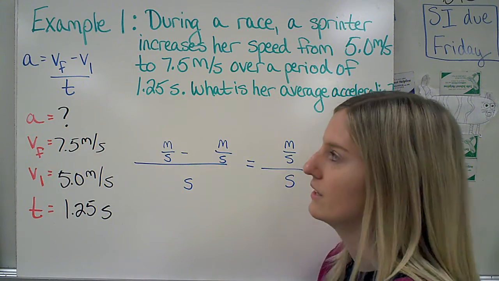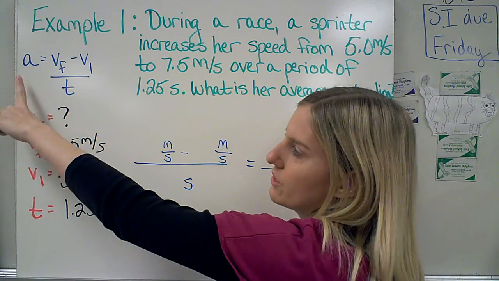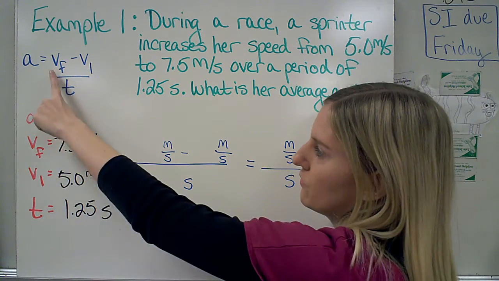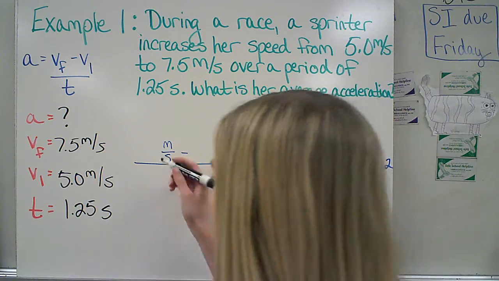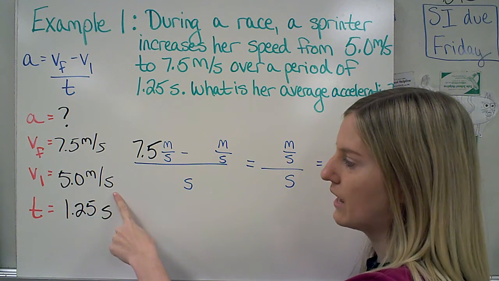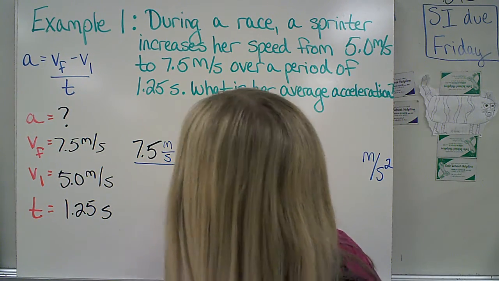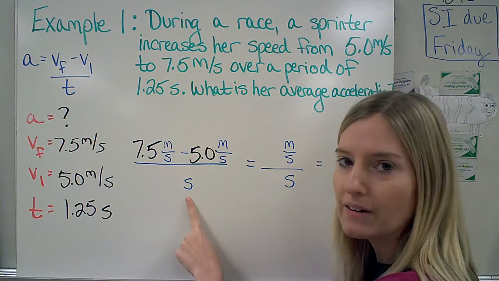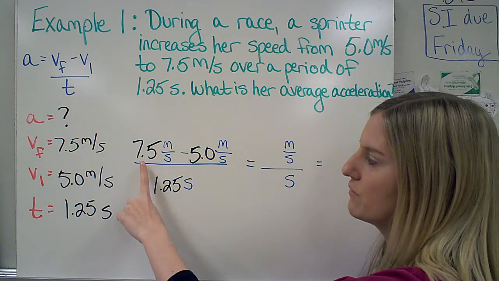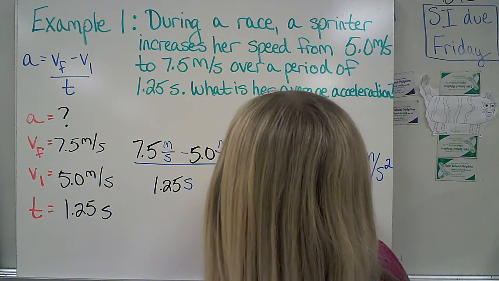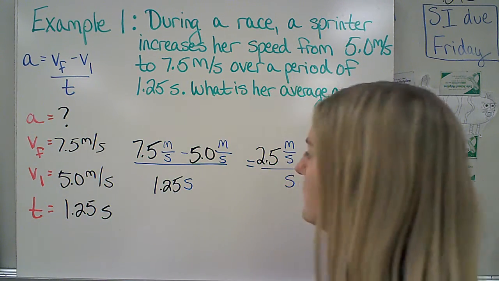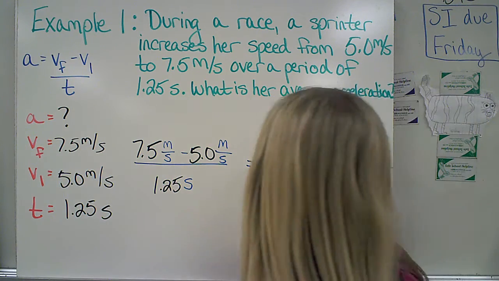Once I know those numbers, I can plug them into the formula, since this equation is already solved for A, and that's what I don't know. So I'm going to plug in my numbers here. So VF is going to come first, 7.5 meters per second, minus my initial velocity, divided by the amount of time, 1.25 seconds. So I have 7.5 minus 5, to give me 2.5 divided by 1.25.